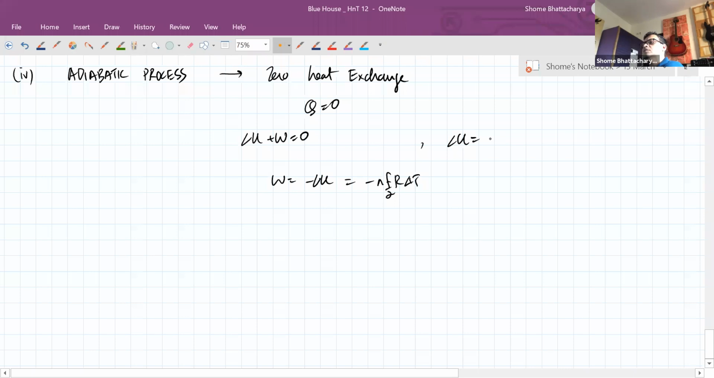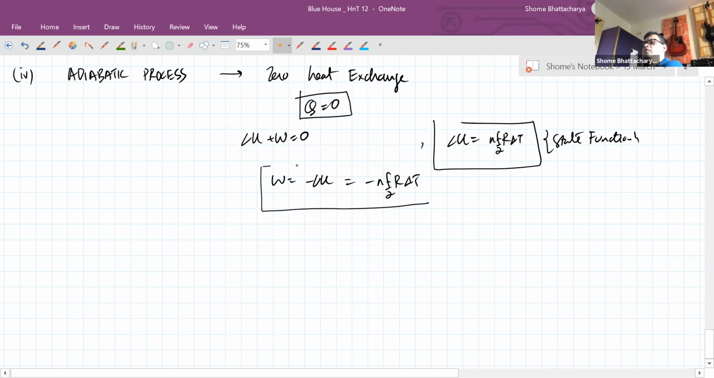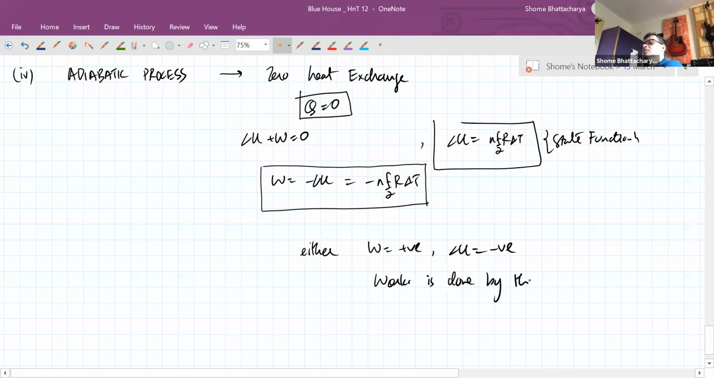So W becomes minus of delta U, that is minus nf by 2 R delta T, because delta U obviously is the state function. So these are the formulae, that Q is 0, delta U is the standard formula, and in this particular case, work done becomes like this. Okay. So you can see that either W is positive, so delta U is negative. That means work is done by the gas and its internal energy reduces.